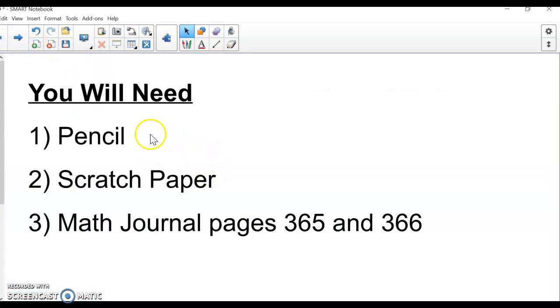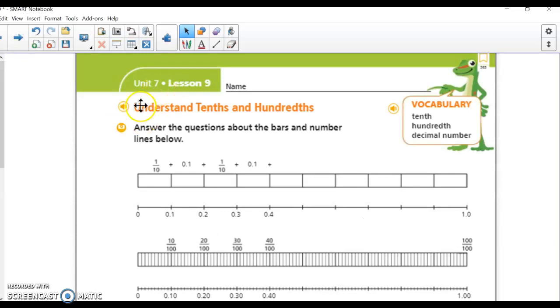Let's go. So you will need a pencil, you'll need some scratch paper, and we'll be working in pages 365 and 366 today. Should be a little bit shorter lesson than normally today.